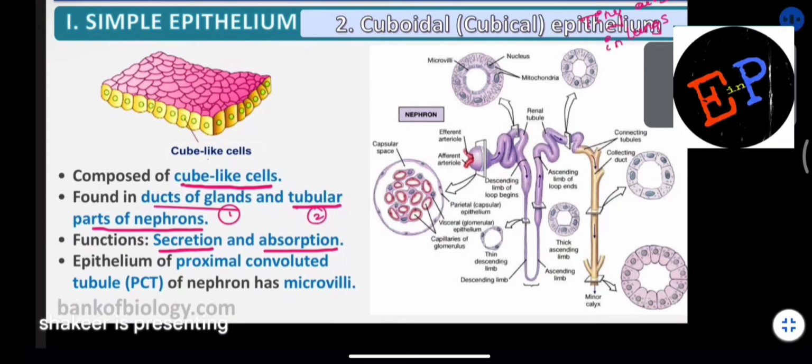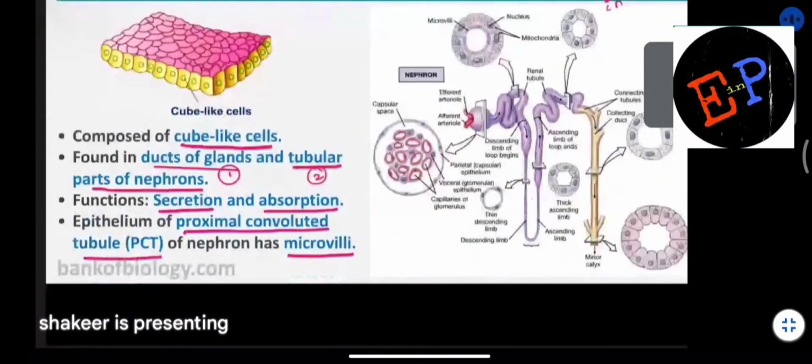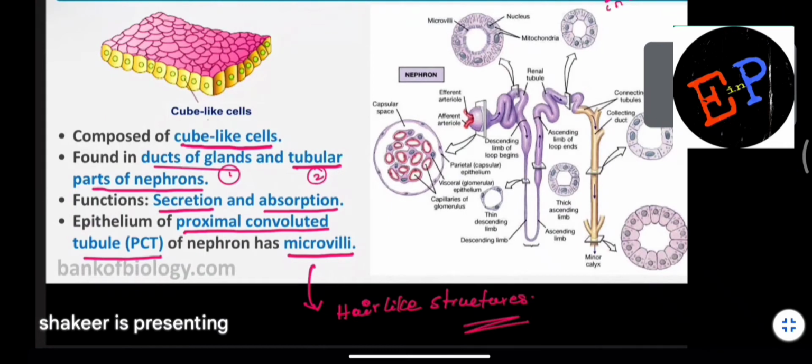Okay. So epithelium of the proximal convoluted tubule of the nephron has microvilli. Microvilli means small hair-like structures. So I will write here: hair-like structures, you can call them microvilli. Where do you find these microvilli? Microvilli you will find in nephrons, and in nephrons you will find them in the PCT. What is meant by PCT? PCT is called the proximal convoluted tubule.